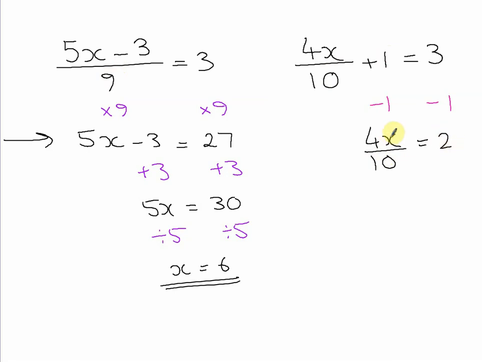Okay, now what is the last thing happening to this x? Well, it's been times by 4 and then divided by 10. So I need to get rid of the dividing by 10. That will leave me with 4x, and 20. So x would be 5 once we divide by 4.